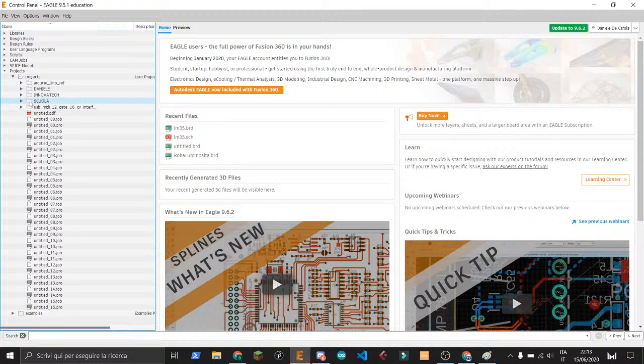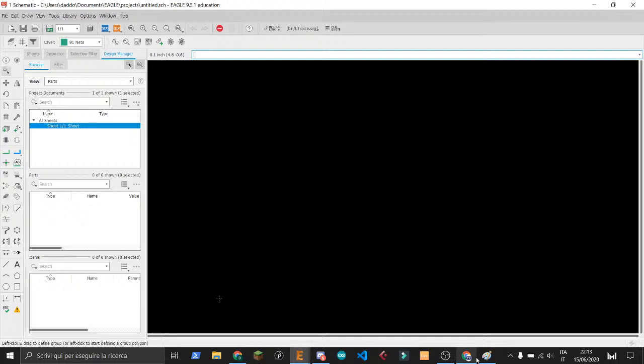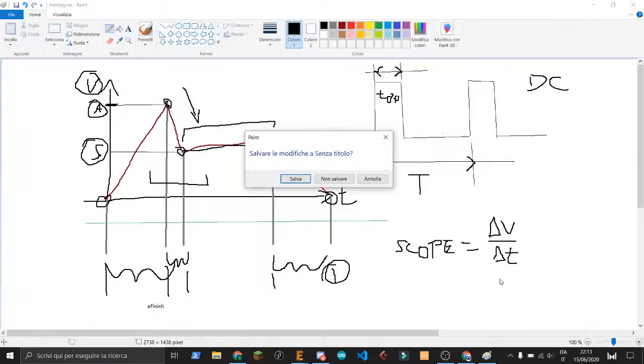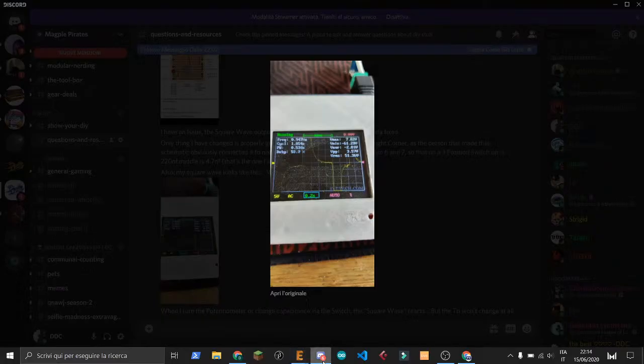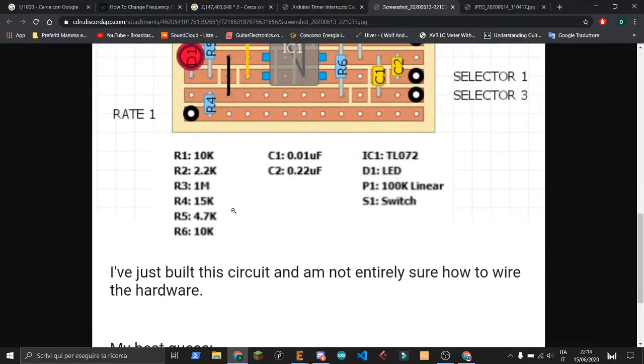So, first of all, oh my God, what is this? Okay, never mind. We need to file new schematic. Okay. So the first step in reverse engineering a schematic from a layout is to have a list of components to add to our schematic. So first of all, we have a dual op-amp, TL072. It's a pretty common thing to use, and I think Eagle has it in the library.